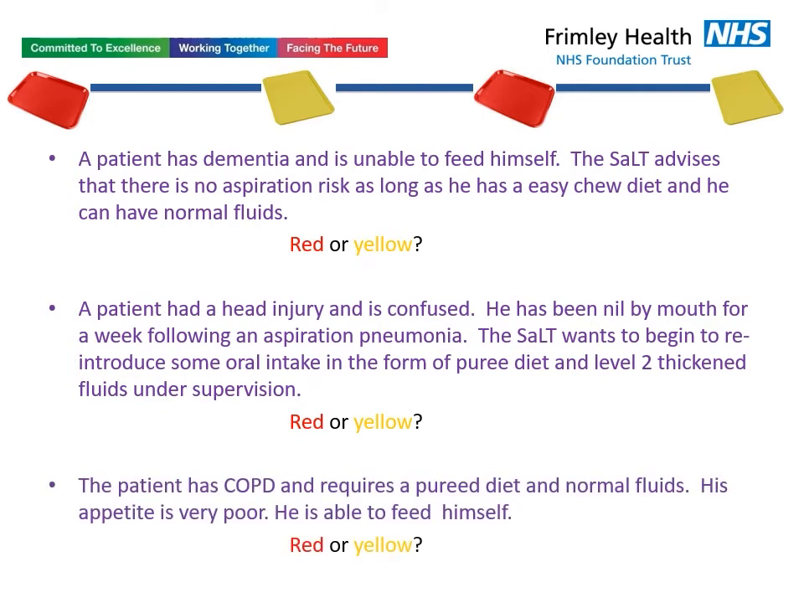The next patient has COPD and requires a pureed diet and normal fluids. His appetite is very poor. He is able to feed himself. Does he need a red or a yellow tray? This patient needs a red tray as his intake is very poor, so he'll need encouragement and his oral intake will need recording on a food chart.